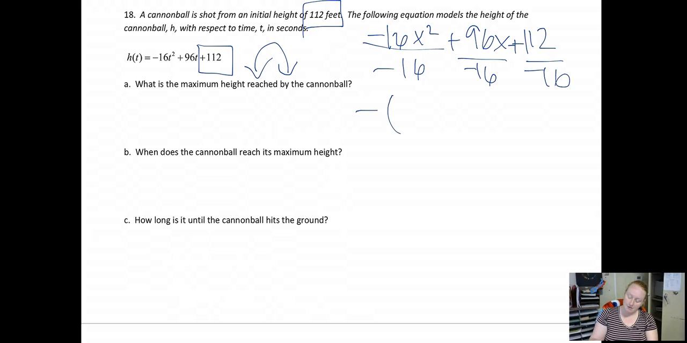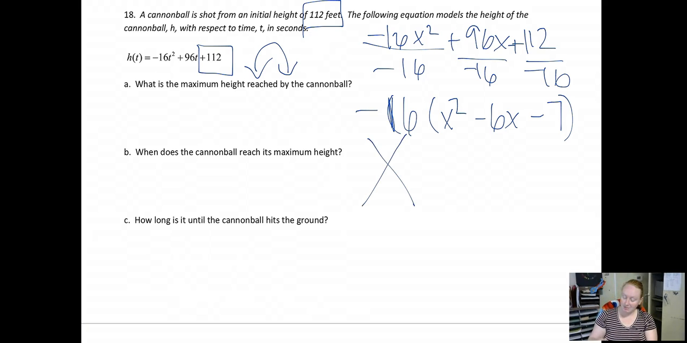So I get negative 16 x squared. Again, I'm using my calculator. 96 divided by 16 gives me negative 6x. 112 divides by 16 7 times. It was a positive, now it's going to be a negative because I did divide by that negative number.